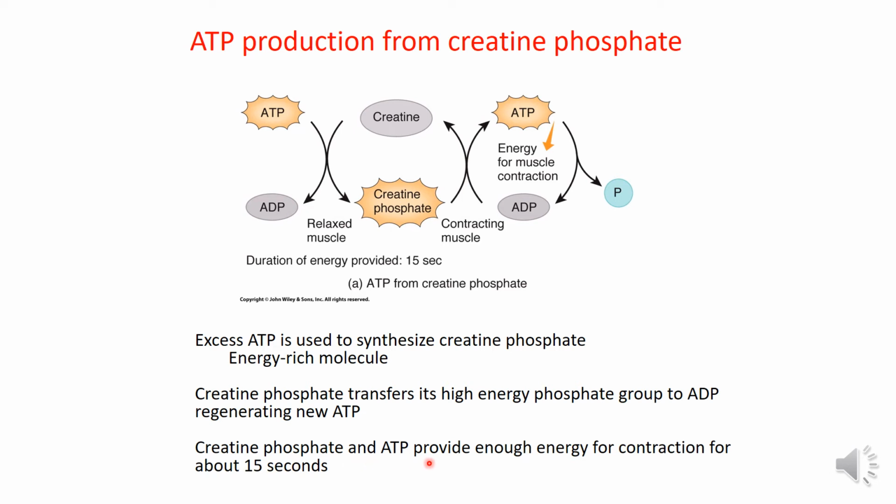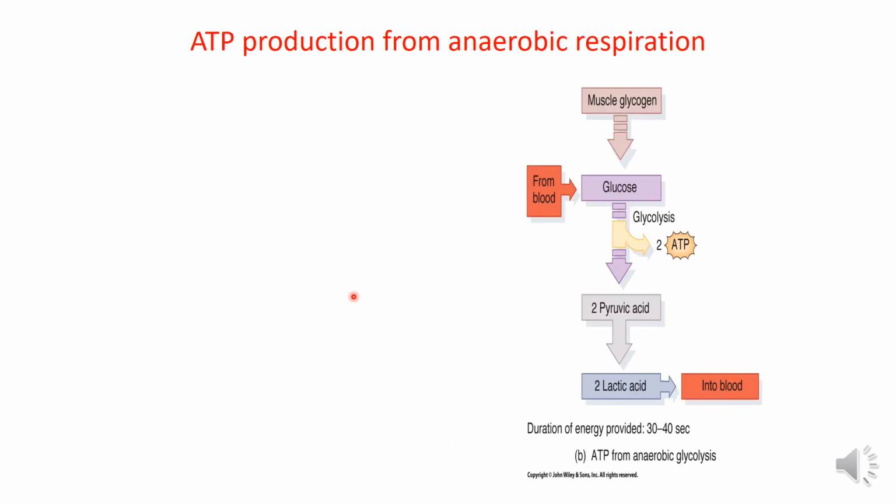Creatine phosphate and the ATP provide enough energy for contraction for about 15 seconds. So during relaxation, ATP will synthesize creatine phosphate, and then during contraction, the creatine phosphate gives the high-energy phosphate bond to the ATP to regenerate ATP. This amount of creatine phosphate is sufficient to produce contraction of the muscle for about 15 seconds.